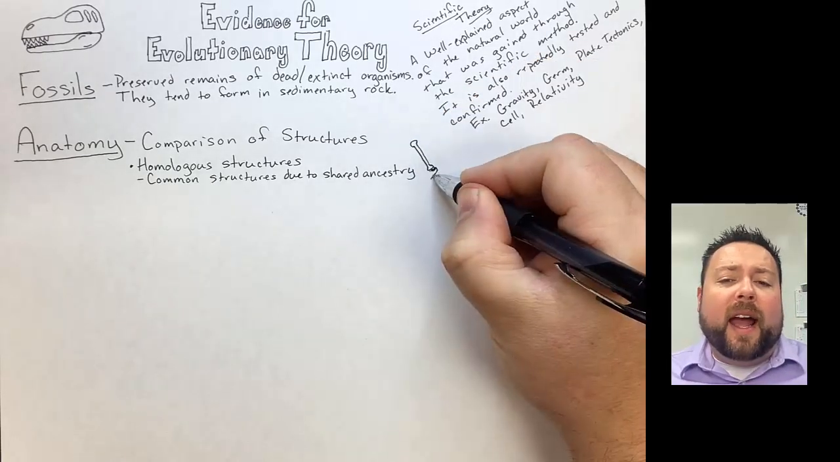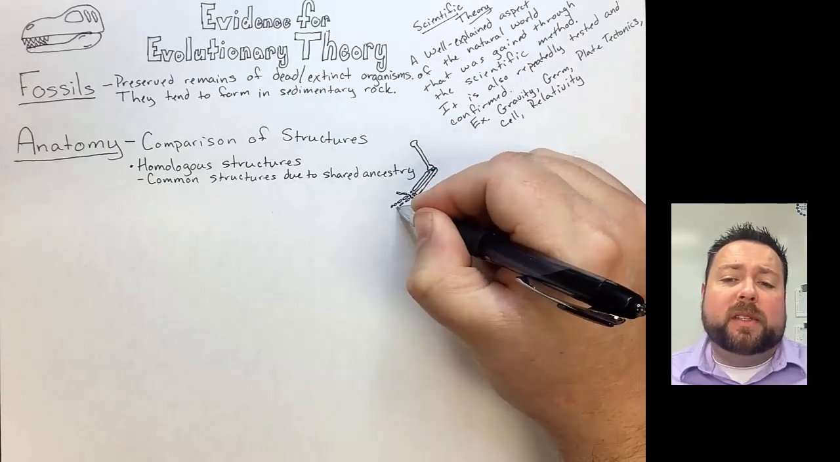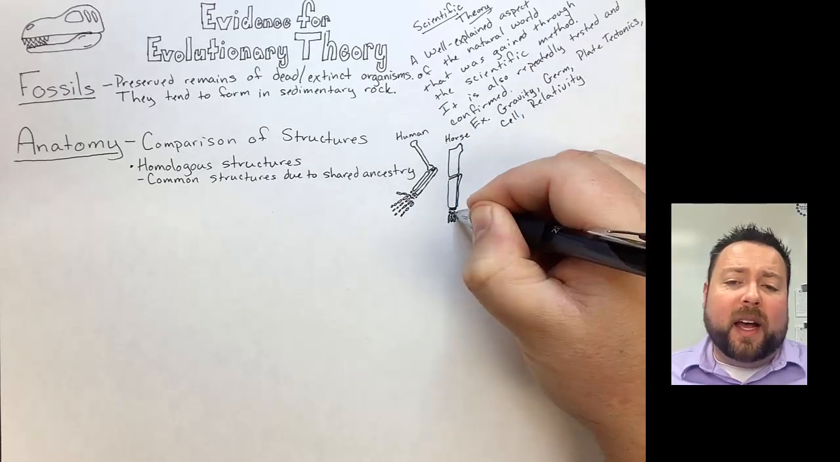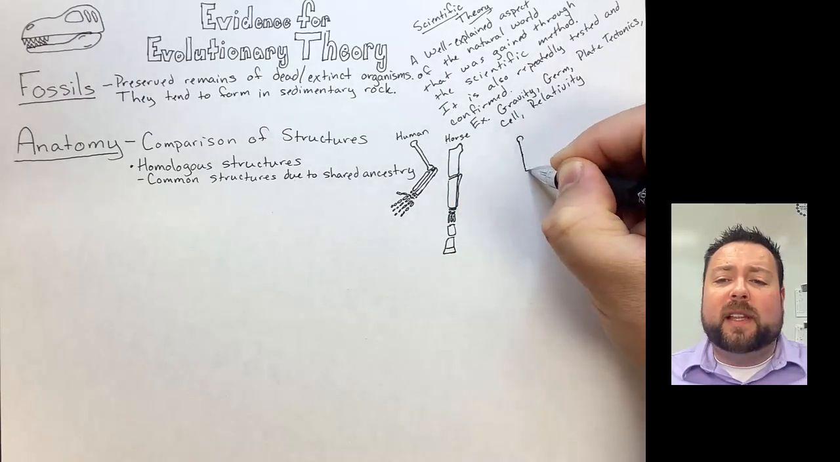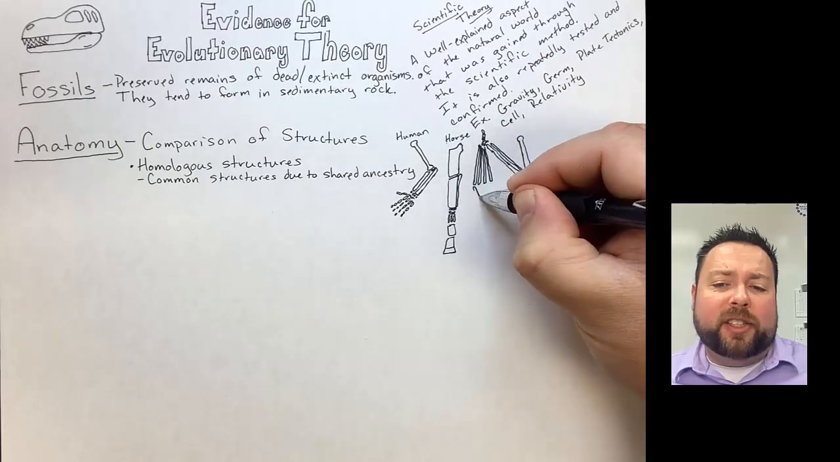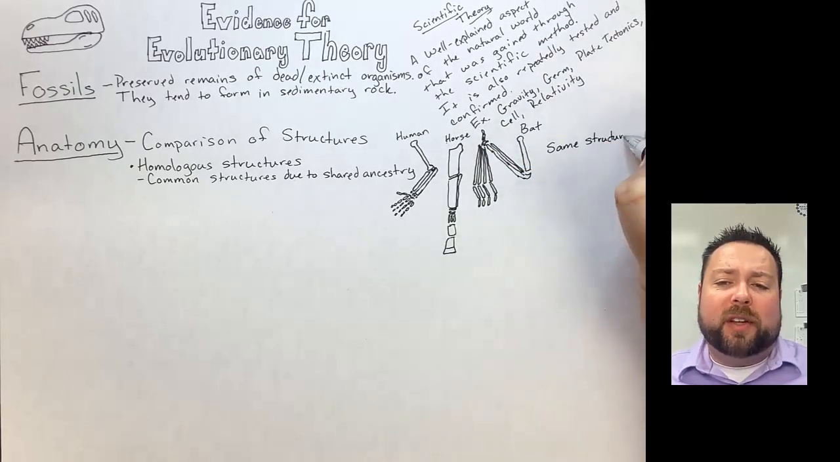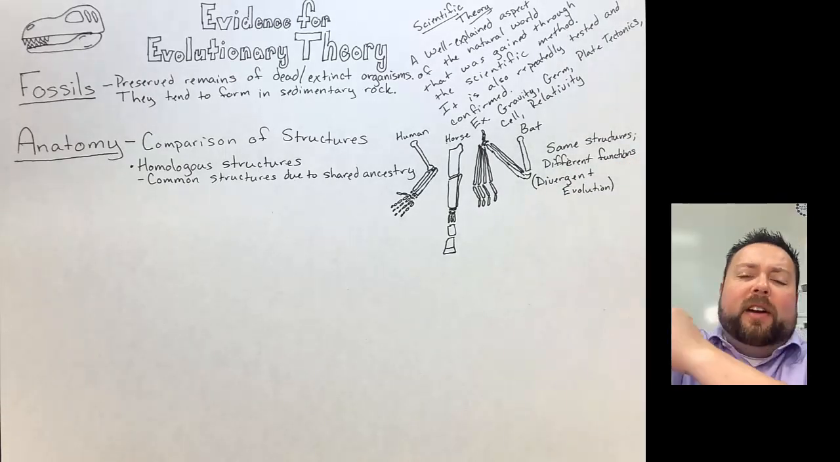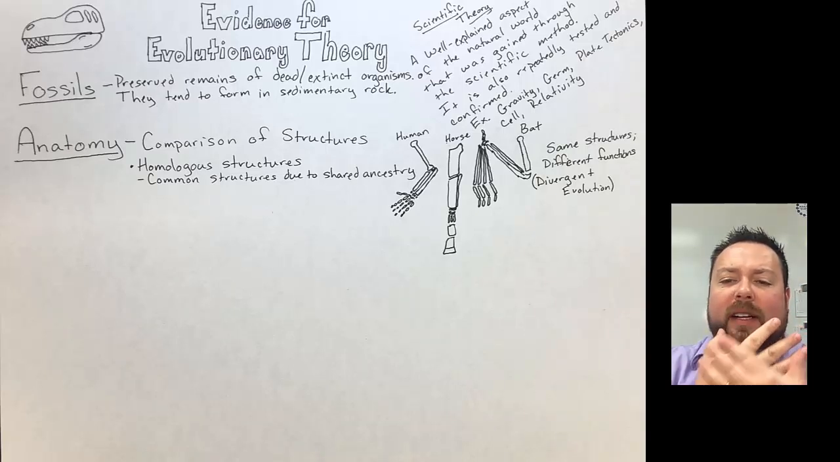So here I have some different bones of different vertebrates. These are all mammals. So we have a human arm, a horse's leg, and a bat's wing. And if we take a look at it, there's some variation in there, but all the bones are still there. You still have a single bone up at the top here, two bones further down, and then lots of little bones down here at the end.